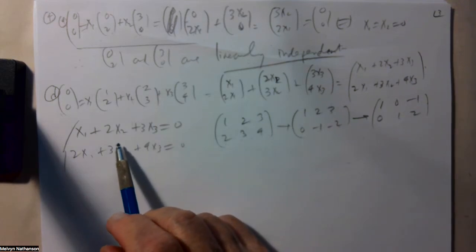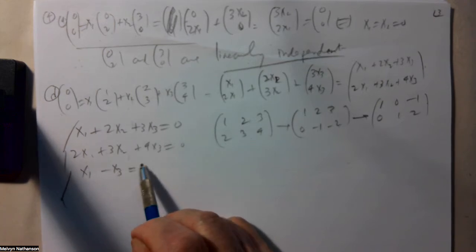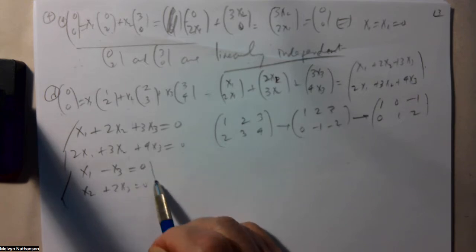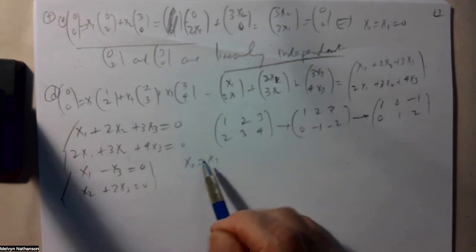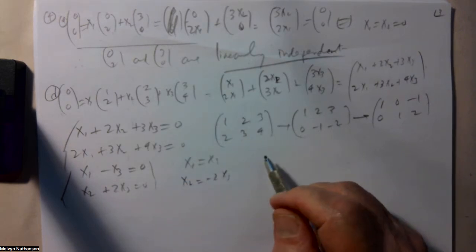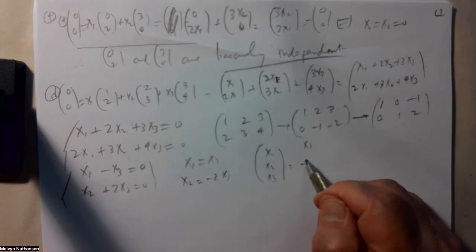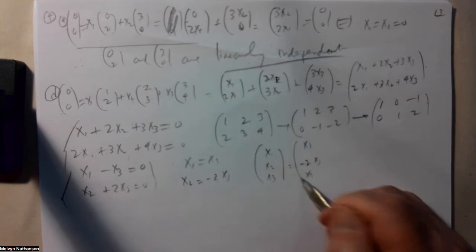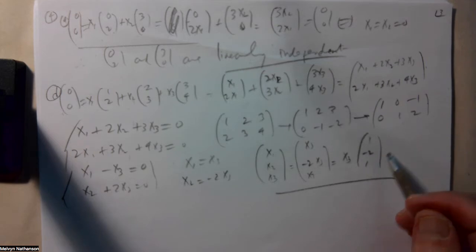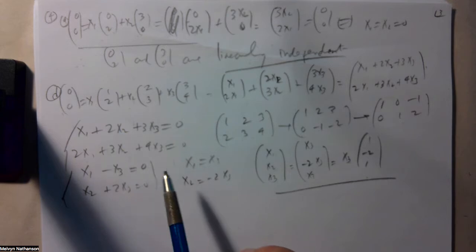So this system of equations is equivalent to the system x1 minus x3 equals 0, x2 plus 2x3 equals 0, which means x1 has to equal x3, x2 has to equal minus 2x3. So if I take any vector x1, x2, x3, where x1 is x3, x2 is minus 2x3, and x3 is x3, this means any scalar multiple of 1, minus 2, 1. This is a non-zero vector that solves the system of equations.